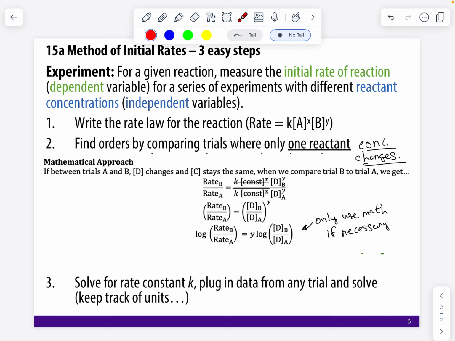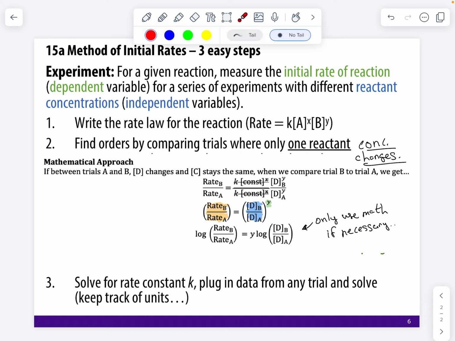The idea is when I compare trials, I divide the rate law for two trials, and if only one reactant concentration changes, you can see that everything else drops out here. And we just get an equation that looks something like this. That's what our scaffolded steps look like. We have by what factor the rate changes over here on the left, by what factor the concentration changes over here on the right, and then the thing we're trying to find is this order y.